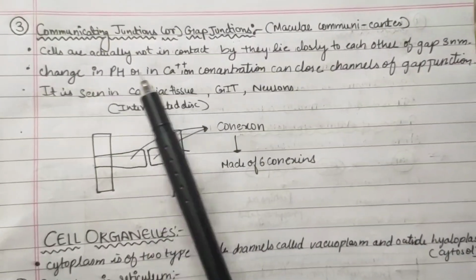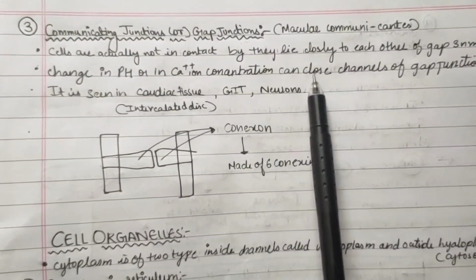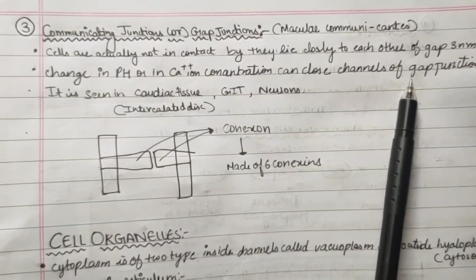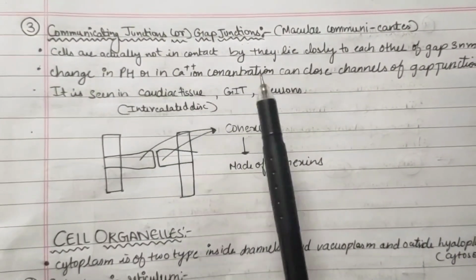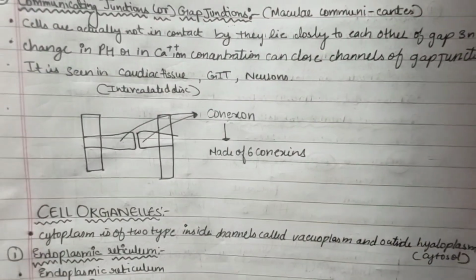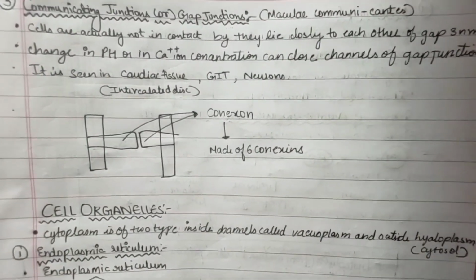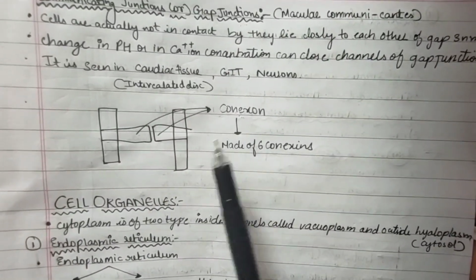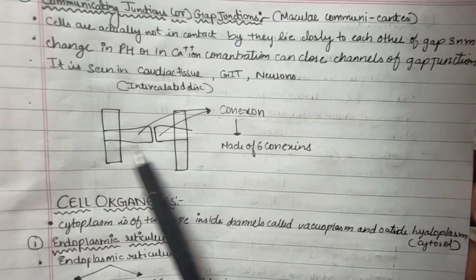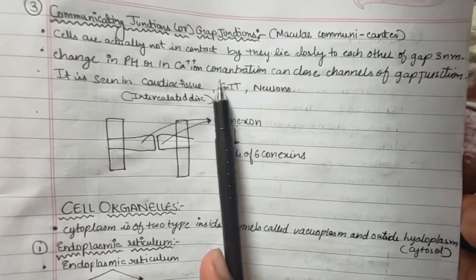Then a change in pH or calcium ion concentration can close the channels of the gap junction. It is seen in cardiac tissue like intercalated discs, GIT, and neurons. Now here you can see the communicating or gap junction is made up of connexons, where each connexon is made up of 6 connexins. So we have 12 connexins to make one gap junction.